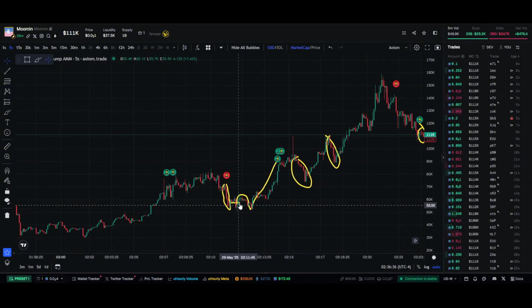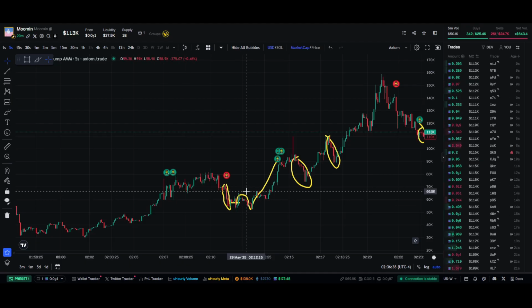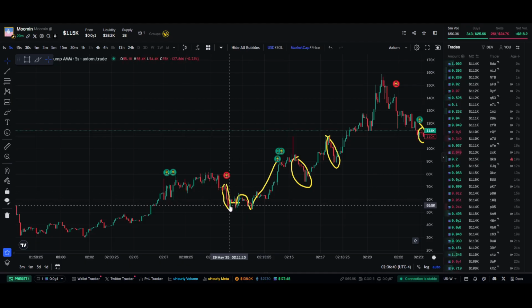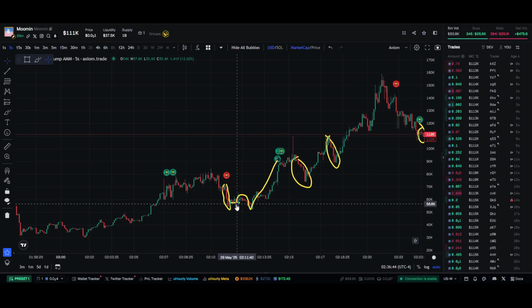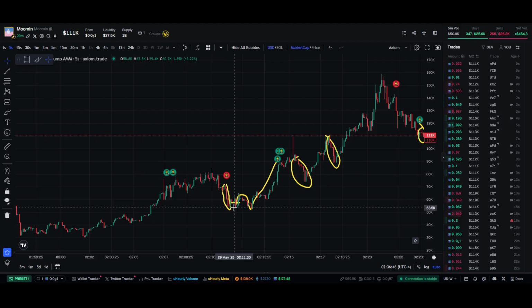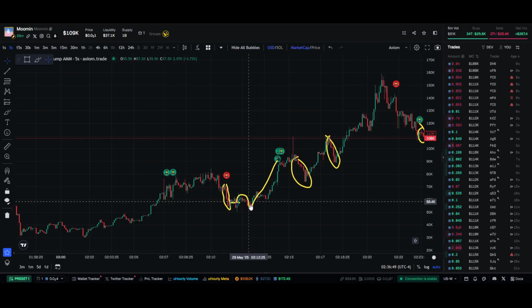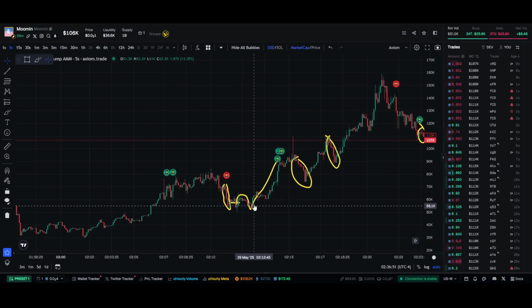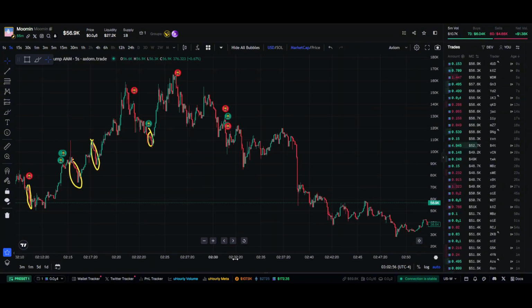Like you could have bought here, or if you saw that it double bounced, you could have bought right here, but you could wait and watch. There's a 2 candle confirmation right here also for a little pump, or you could just wait to see if it double bounced.